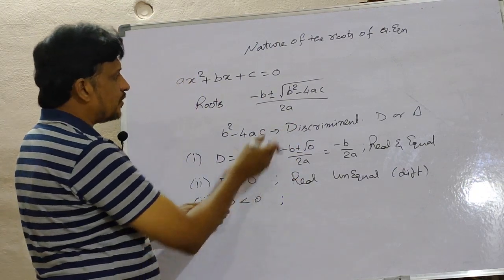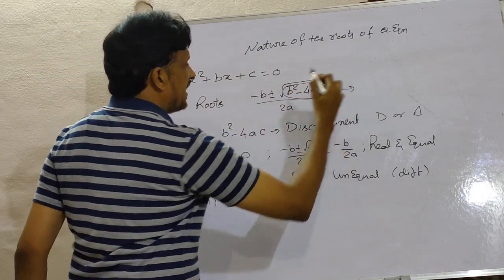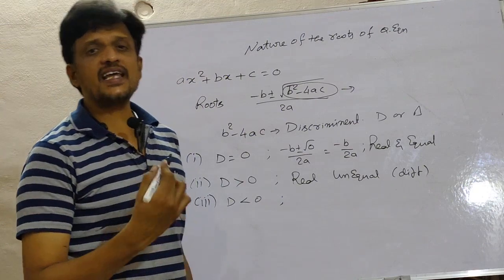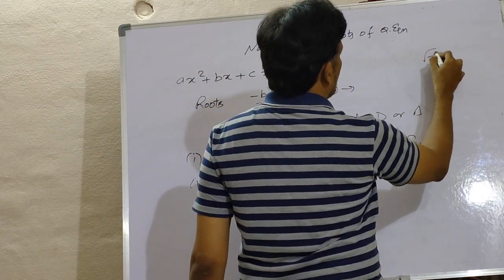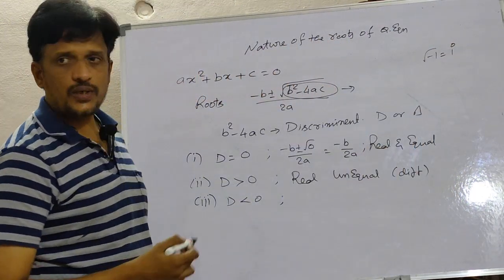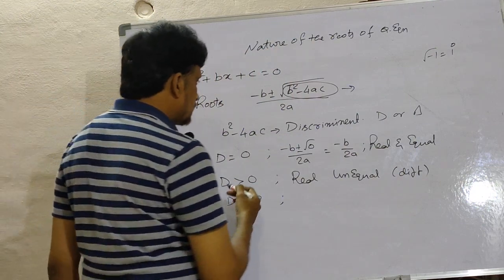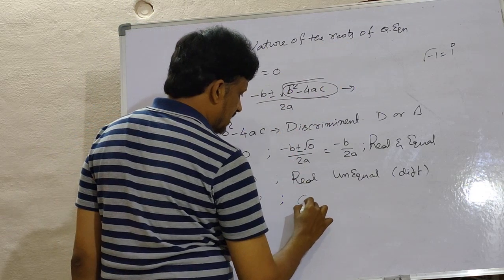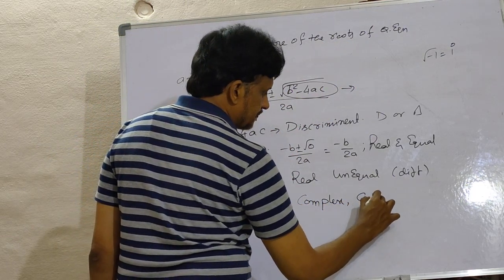Whenever you are getting any negative value under the root, means here this b square minus 4ac is negative, so the square root of a negative number leads to the imaginary number system. So for example, square root of minus 1 is denoted by the letter i. So that leads to imaginary numbers, means the complex number system. So in this case, when delta is less than 0, you are getting imaginary numbers, means the roots are complex conjugate numbers.